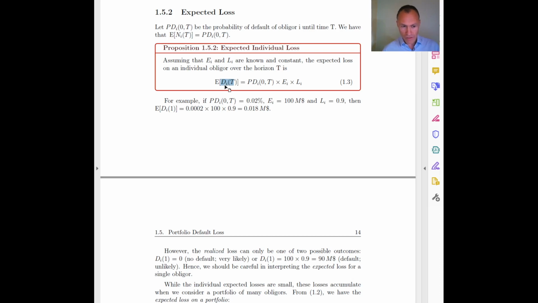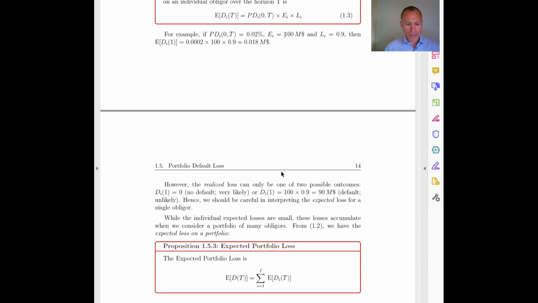So if you recall, this D here was N times E times L. If we assume that the E and L are fixed, that are known, that are constants, then it is just the expectation of N. And the expectation of N is just the probability of default. Right? So we put here the probability of default. Look at these numbers here at home and make sure that you can understand what's going on here.